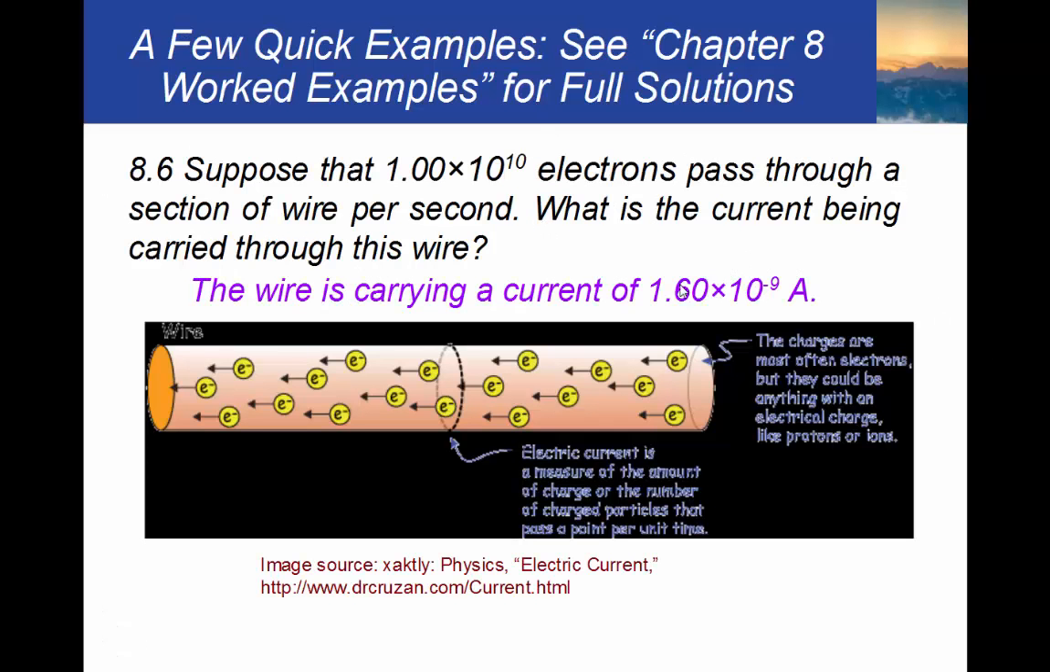And of course, that is in the correct number of significant figures. By the way, if you don't like carrying this 10 to the minus 9 here, 1 times 10 to the minus 9 amps is the same thing as 1 nanoamp. So this is 1.60 nanoamps.